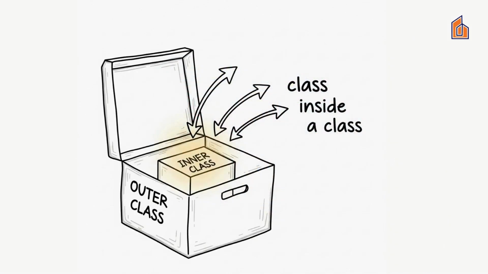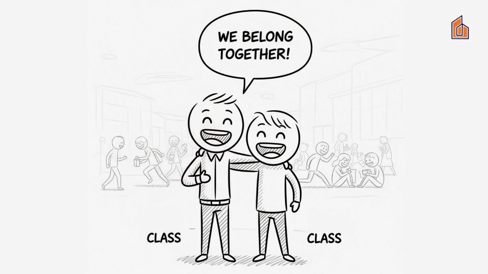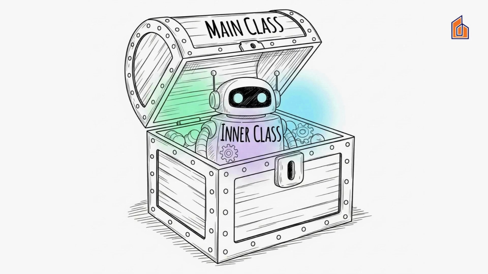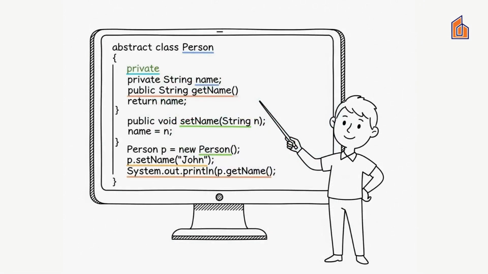Now, what are inner classes? An inner class is simply a class written inside another class. We use it when a class is useful only for one specific class. So, it makes sense to keep them together. Think of it like a helper hidden inside the main class. Now, let's see the code for inner class.